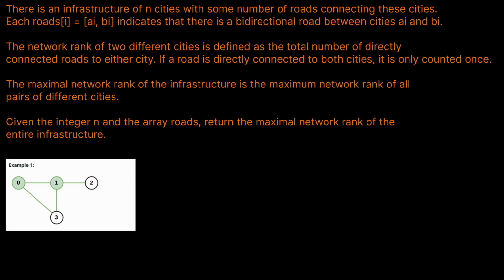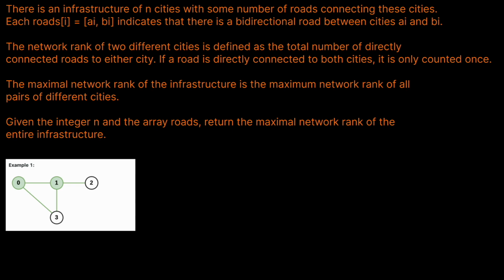Otherwise, let's read the question prompt. There is an infrastructure of n cities with some number of roads connecting these cities. Each roads[i] = [a_i, b_i] indicates that there is a bidirectional road between cities a_i and b_i.